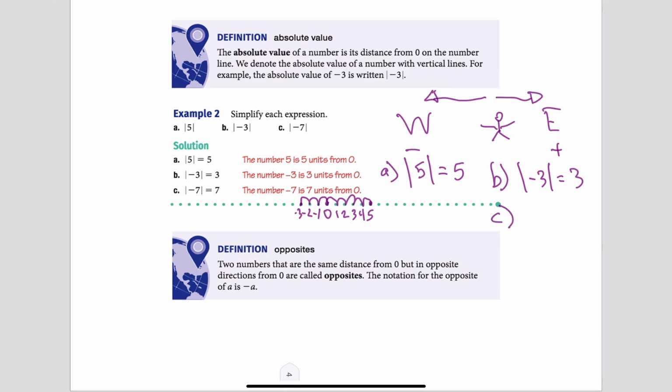Let's look at C, the absolute value of negative 7. Well, negative 7 is 7 units away from 0. So the absolute value of negative 7 is 7, the number without its sign.